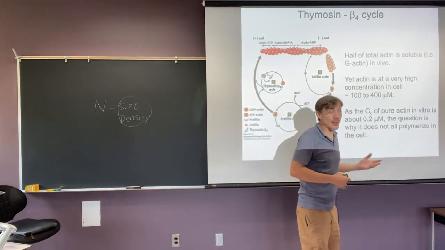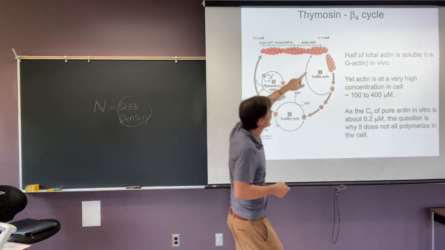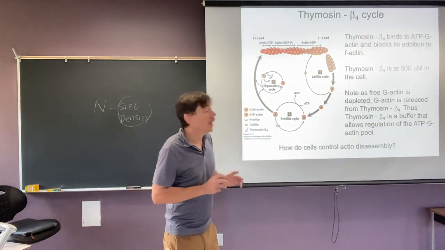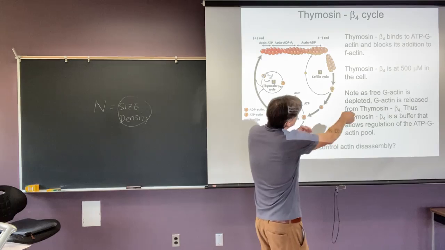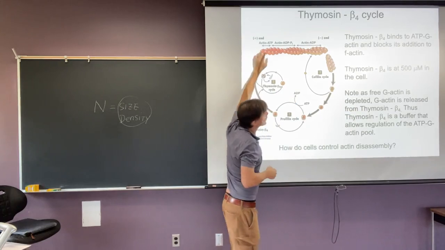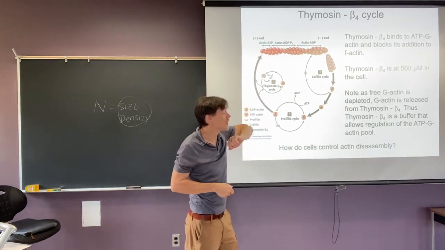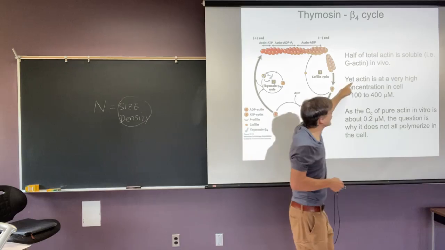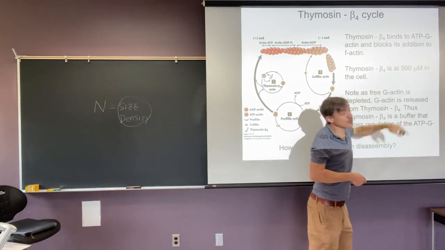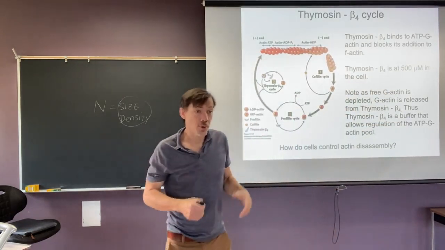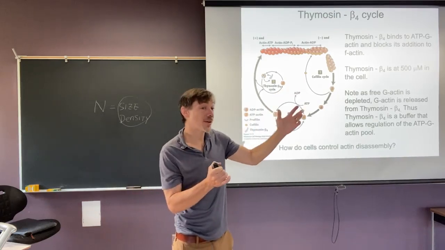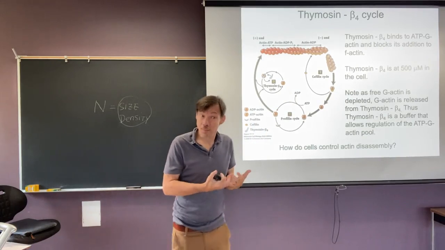But when you look at the cells, it's not, and it turns out that thymosin beta 4 is the protein that explains that. And the way that it does that is it binds to ATP G-actin and it blocks its assembly onto the plus ends of actin filaments. And I mentioned that actin is at a really high concentration in the cell. Thymosin beta 4 is also at a really high concentration in the cell. So you have this protein that's blocking actin activity at a super high concentration, and it acts as a buffer.